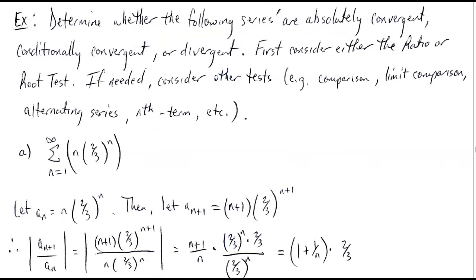So for the examples that we're going to look at here, the directions are pretty much the same. We want to determine whether the following series that we're going to look at here are absolutely convergent, conditionally convergent, or divergent. We first want to consider the ratio or root test, and if needed, we'll consider other tests.